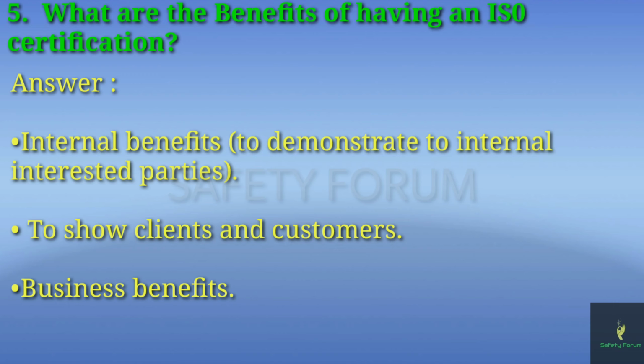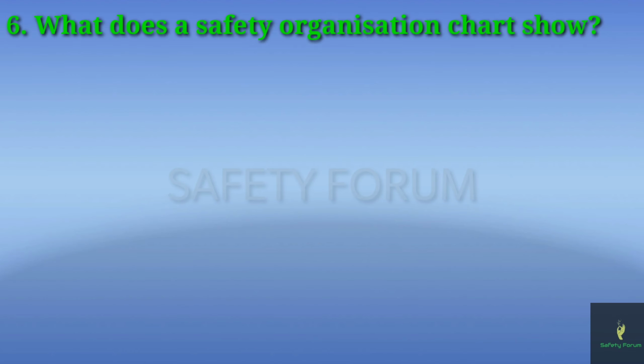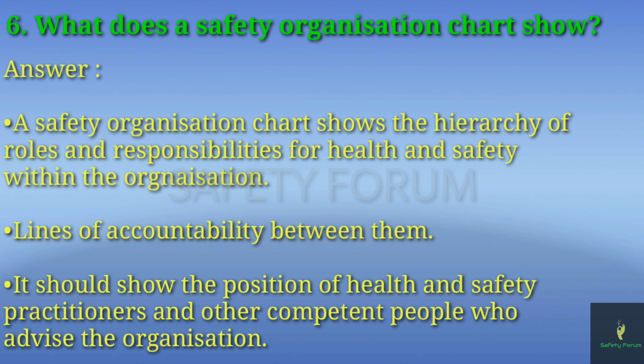So it will benefit you in various ways to have an ISO certification for your organization. Now we will be seeing the sixth question. What does a safety organization chart show? A safety organization chart shows the hierarchy of roles and responsibilities for health and safety within the organization. So roles and responsibilities of persons are clearly mentioned in this chart.